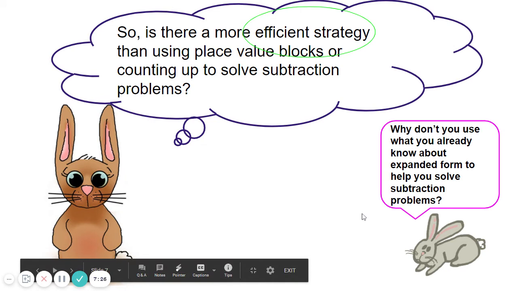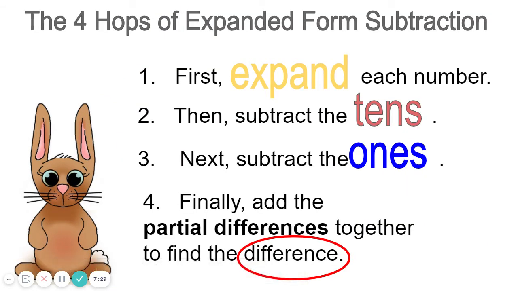Let's keep learning. Little bunny, here are the 4 hops of expanded form subtraction. These are our steps. The first step is that you will expand each number. We are actually decomposing that number and opening it up to see the values. Then our second step is to subtract the tens. Then we will subtract the ones. And finally, our fourth step is to add those partial differences.